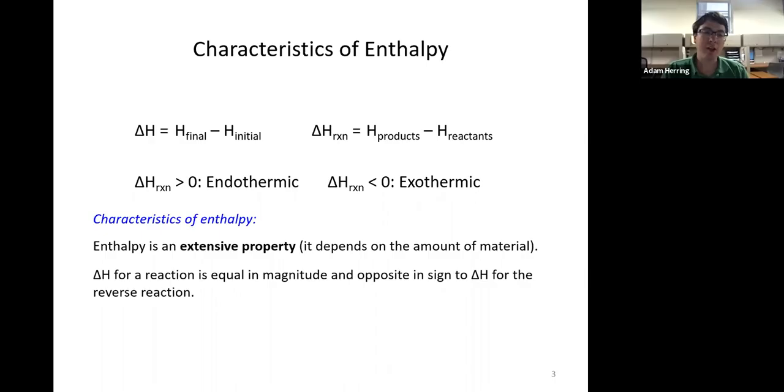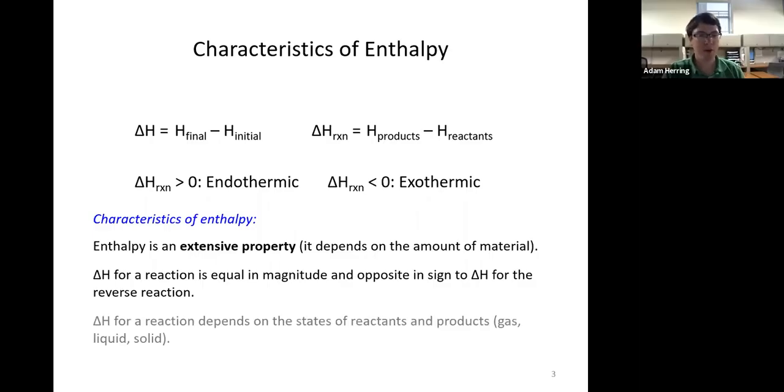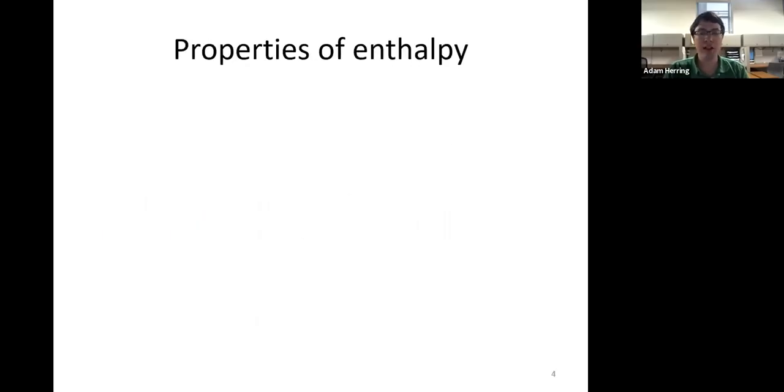Also, if you were to reverse the chemical reaction, it reverses the sign of the change in enthalpy, but the magnitude stays the same. Finally, the enthalpy of a reaction is going to depend on the states of matter, whether our substances are solid, liquid, or gas. Let's look at each of these with an example.